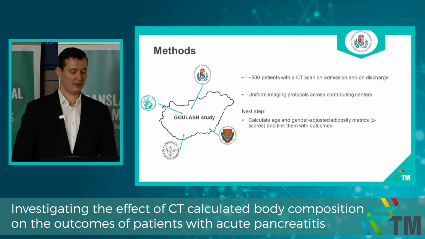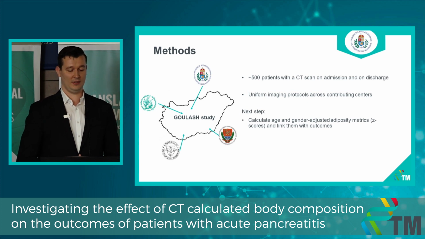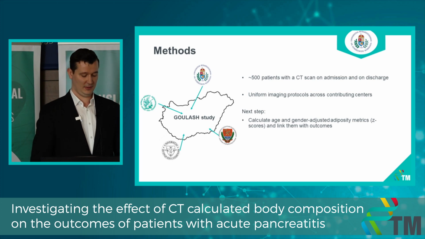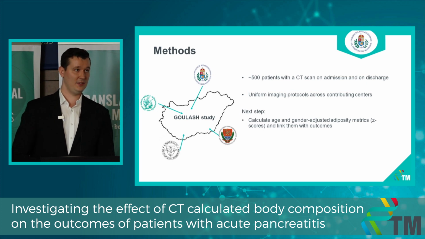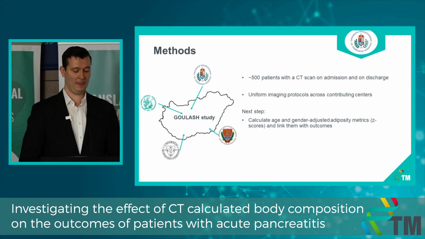Currently, there are around 500 patients in the trial who have a CT scan on admission and on discharge. They have received imaging with uniform imaging protocols, and we have downloaded and collected these files. The next step is to calculate the metrics based on these scans.